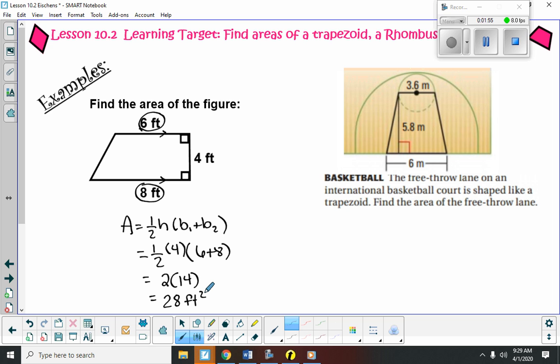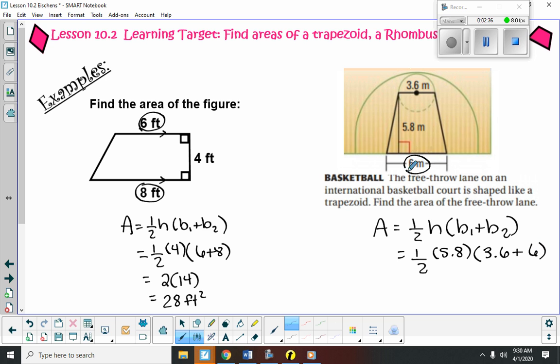Okay, next one. The free throw lane on an international basketball court is shaped like a trapezoid. So here we have a trapezoid, parallel sides here. Find the area of the free throw lane. So we want to find the area of the trapezoid. So again, area equals 1/2 times the height times the sum of the bases. When we say height, remember that means the perpendicular distance between the bases. So that would be 5.8. And then the bases are 3.6 and 6.